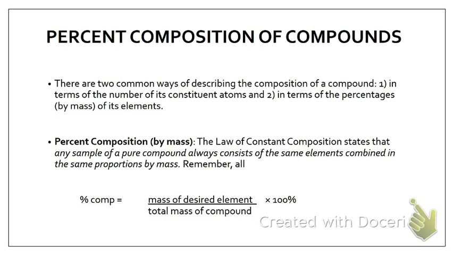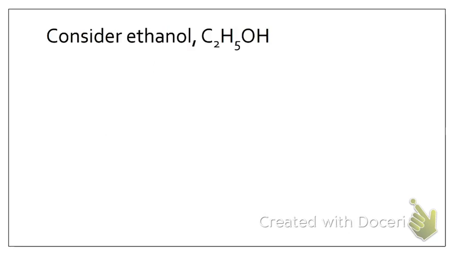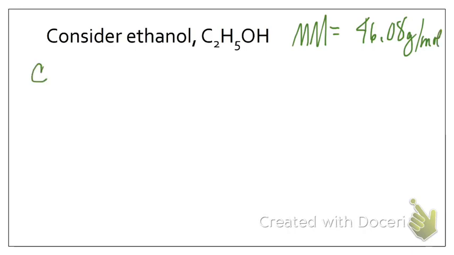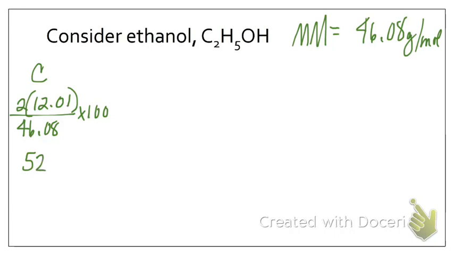Okay, percent composition, again, is part over whole times 100. In this case, the whole is going to be the molar mass of the compound. So we're going to do one quick one. Consider ethanol, C2H5OH. Let's do this together. What is the molar mass? Molar mass is 46.08. So for carbon, we would say 2 times 12.01 divided by 46.08 times 100 gives us 52.14%.